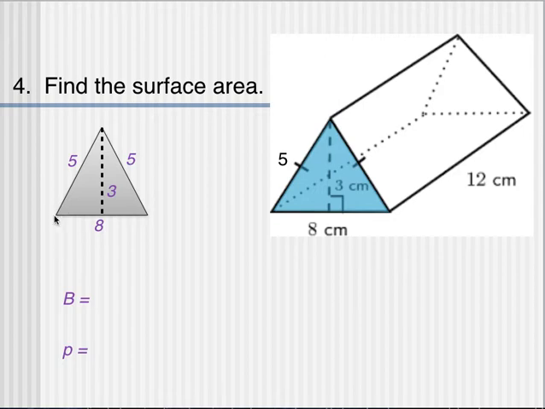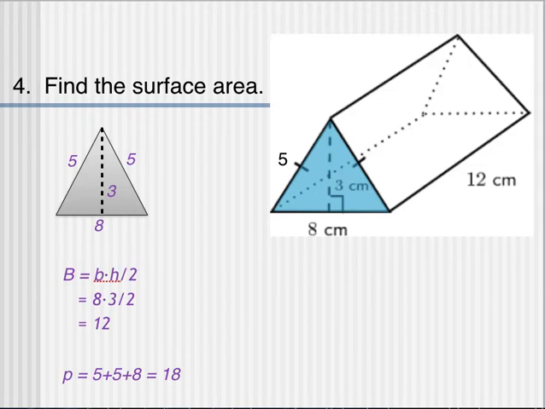Now for triangle area is 1/2 base times height. So you do 1/2 base edge times height edge. And then the perimeter is still adding up the outside, so 5 plus 5 plus 8. So 1/2 base times height, some people write it as base times height divided by 2. It means the same thing. So the area of the base should be 12. If you got 24, you just forgot to half it because it's a triangle.